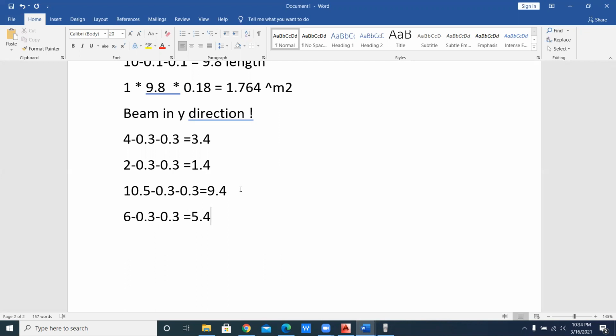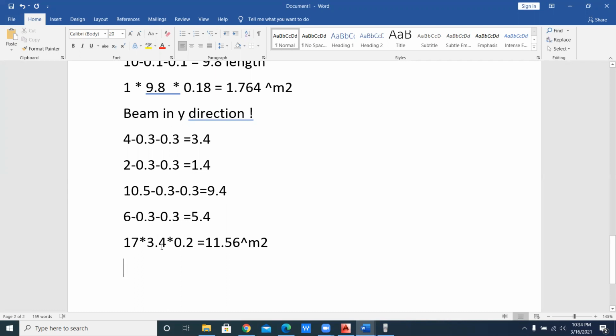So first of all, here you have to calculate 17, because your number of columns in y direction is 17. So 17 multiplied by 3.4, and that is multiplied by 0.2, because that is the normal thickness. It will give you 11.56 square meter. Okay, that is one side.